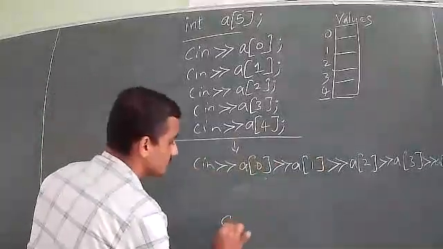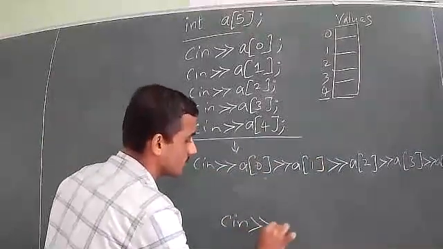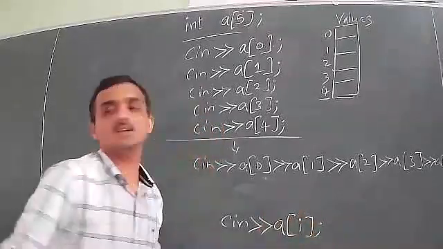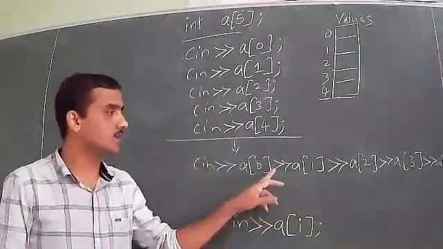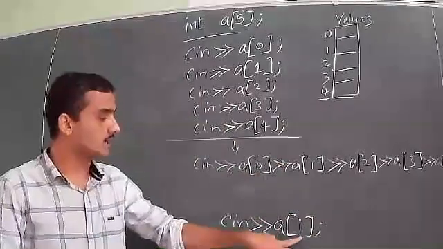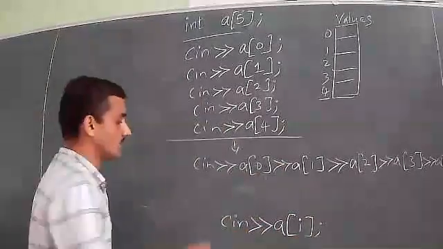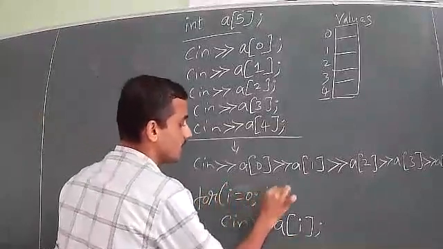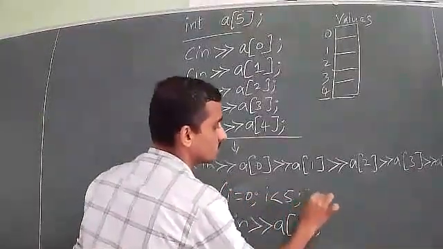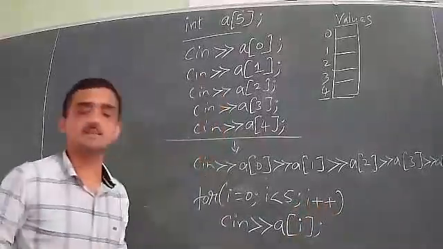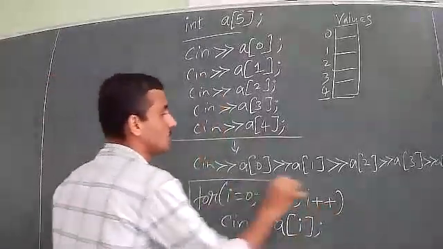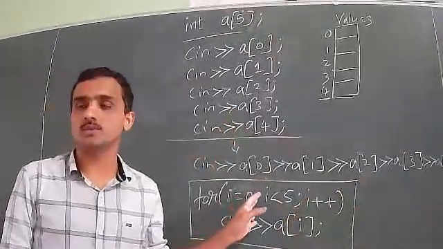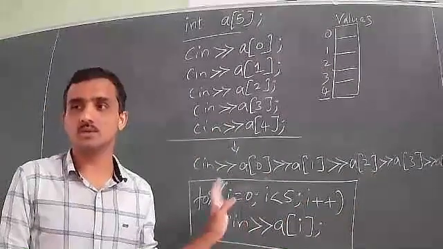So in order to avoid this, again same thing you have to follow. That is cin, extraction operator A of I. Instead of taking a constant value 0, 1, 2, 3, 4, you take it as a variable. Use a for loop: I is equal to 0, I less than 5, I plus plus. So this is how we will input the values of a one-dimensional array. So this is the advantage of looping. If somebody asks what is the advantage of looping, you can use this example.